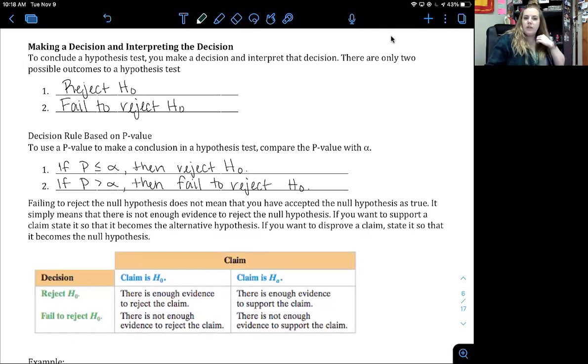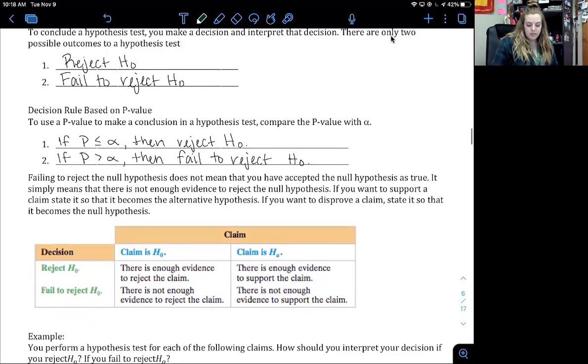Okay. So failing to reject the null hypothesis does not mean you've accepted the null hypothesis as true, which is what I mentioned earlier. It simply means there's not enough evidence to reject that null hypothesis. If you want to support a claim, you're going to want to make sure that claim is written in your alternative hypothesis because of the way that we write our inferences and interpret our decision.